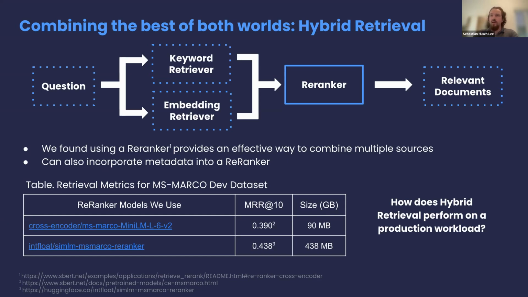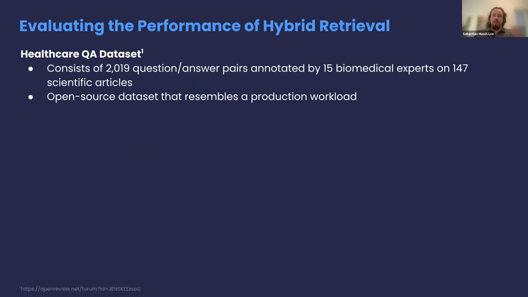We find that they work quite well. However, of course, these are standard benchmarks, so I also like to look into how well it would perform on something that resembles more of a production workload. So here we have a healthcare QA data set. It consists of 2,000 question answer pairs annotated by 15 experts on over 147 scientific articles.